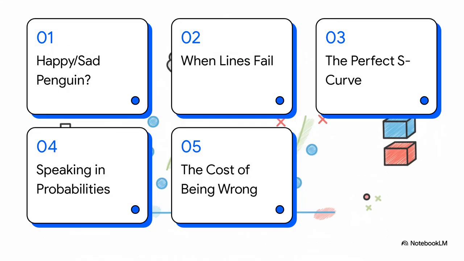So here's how we're going to break this all down. First, we'll use our penguin to frame the problem. Then we'll see why just drawing a straight line, well, why it totally fails. After that, we'll introduce the hero of our story, this perfect S-curve. We'll get into how that curve lets us talk about probabilities, and finally, we'll see how the machine actually learns from its mistakes to get better. Sound good? Let's do it.